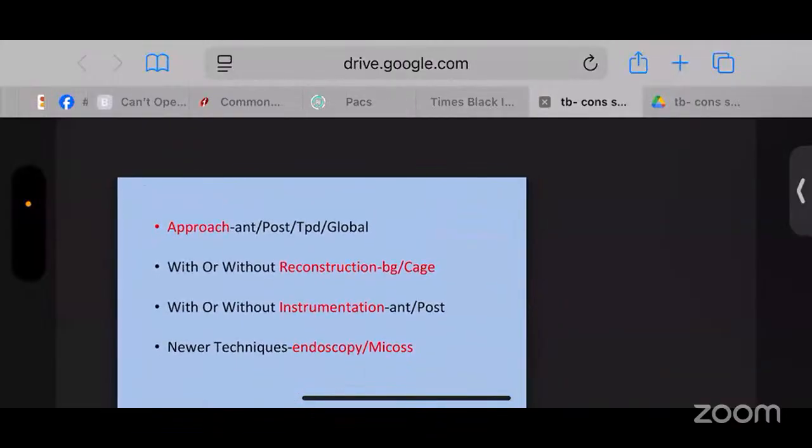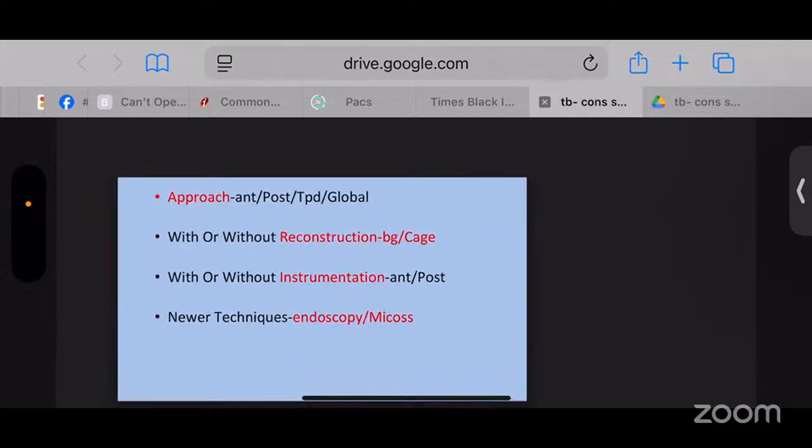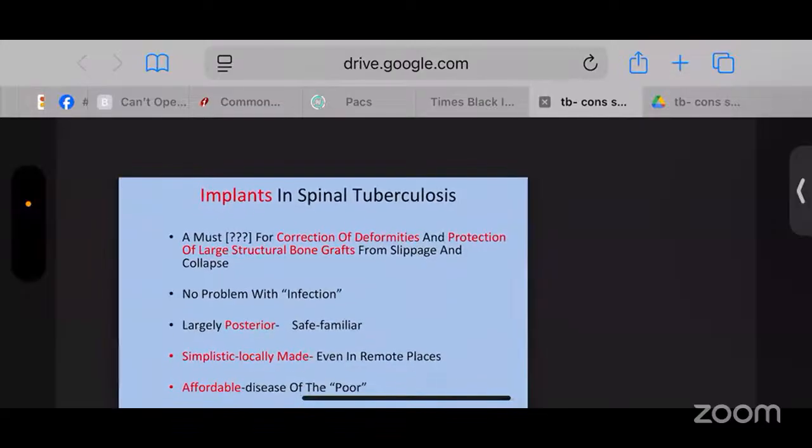And the approach can be anterior, posterior, or anterior-posterior. That depends on where the lesion is and the approach of the surgeon. Nowadays we are more familiar with the posterior approach, and through the posterior we are able to tackle the anterior things also. It is easy to begin with, easy to proceed, and a very friendly approach.